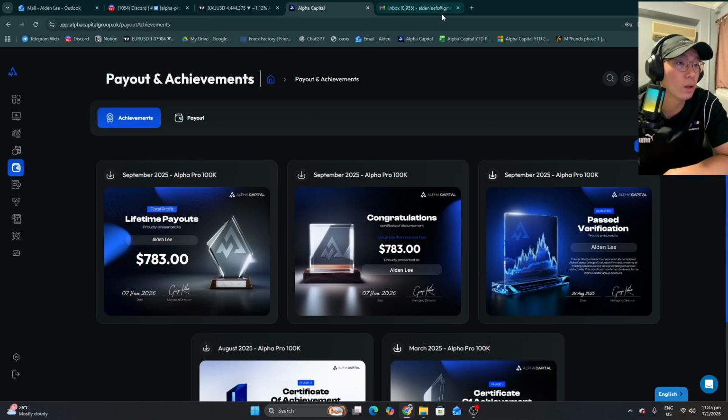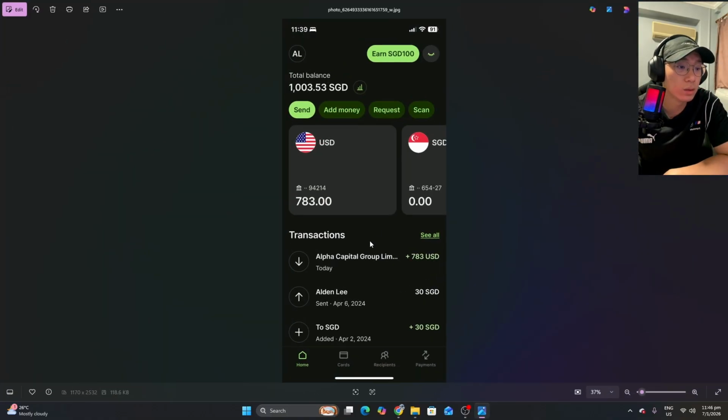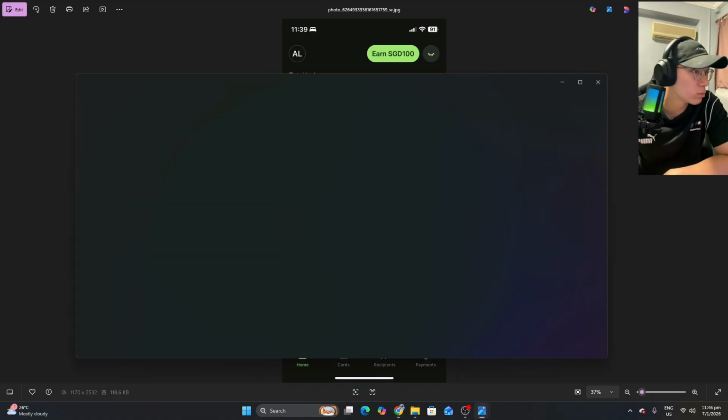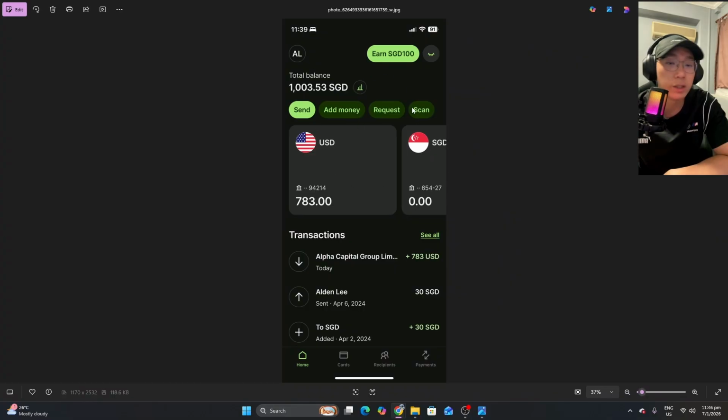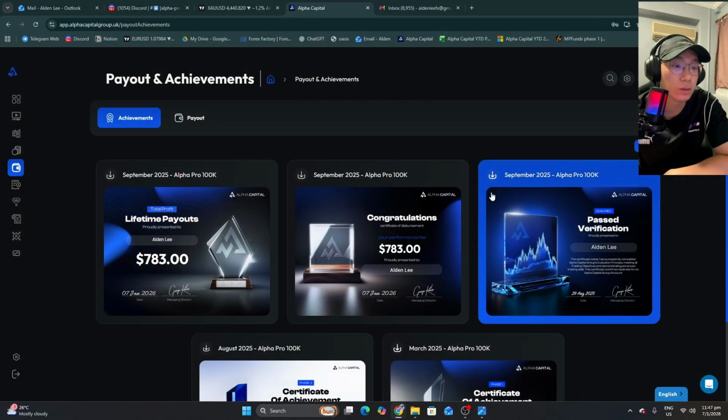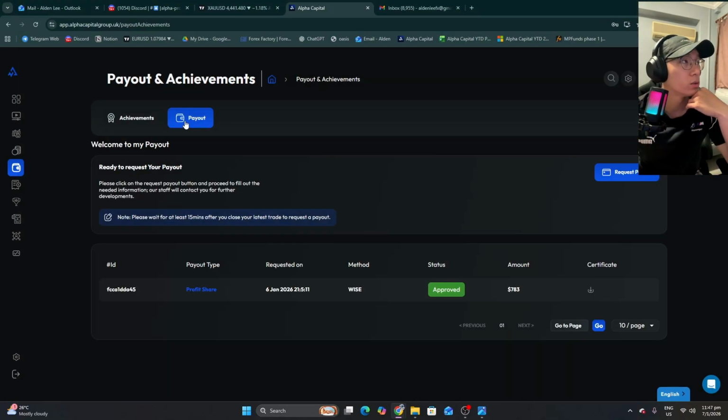Then you can see here there's the payout certificate and the lifetime payouts. I think this will update. Then if I go to my Wise, you can see here it's 1,000 SGD. Here you can see that this is the invoice, 783 USD, Alpha Capital. So this is on my phone lah, that's why I'm showing it here. I screenshotted it and show you guys. So far so good, no complaints. I requested a payout yesterday and I literally received it the next day.